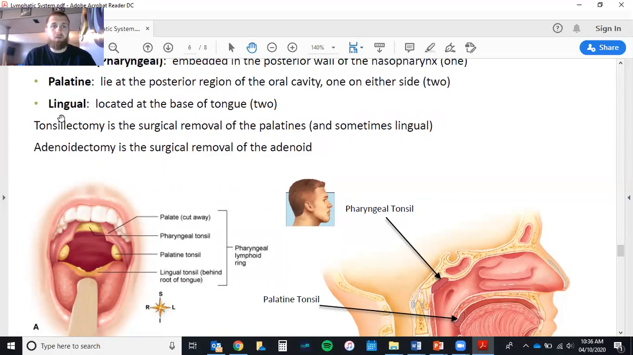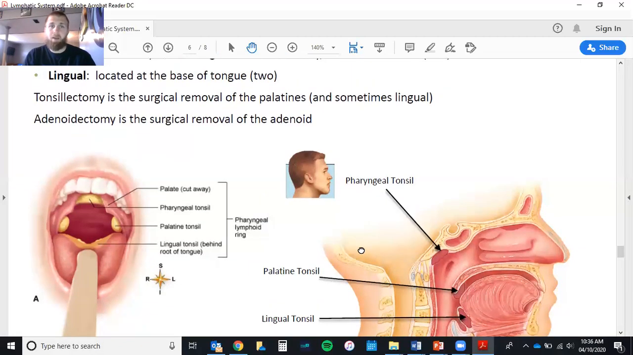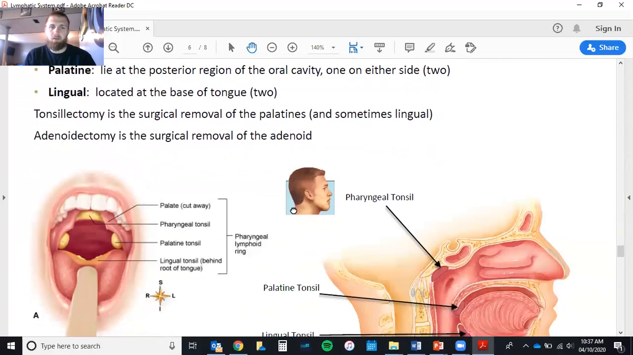And then the linguals. Anytime you see the word lingual, I've mentioned this before, it refers to the tongue. These are located at the base of the tongue, and there are two of those as well. Okay. Sometimes these are removed along with the palatines when a person has a tonsillectomy. There's also what's called an adenoidectomy when they remove that pharyngeal tonsil, or adenoid, as it's also known.